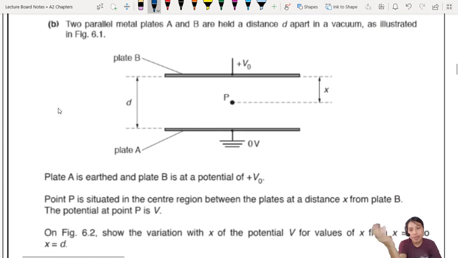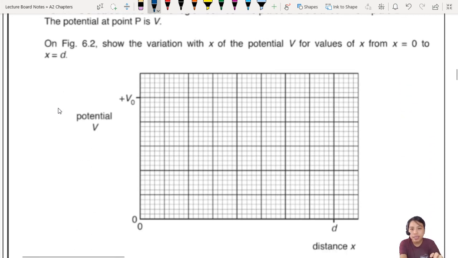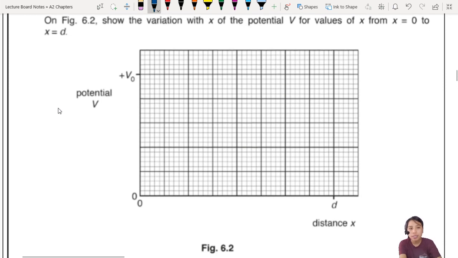So same again. Two plates in a vacuum. One is earth. One is at some positive potential. A point is in the middle. Show the variation of x. Wow, I have to draw a graph. Yeah, I have to draw a graph. So show the variation of x with potential from one end to the other.